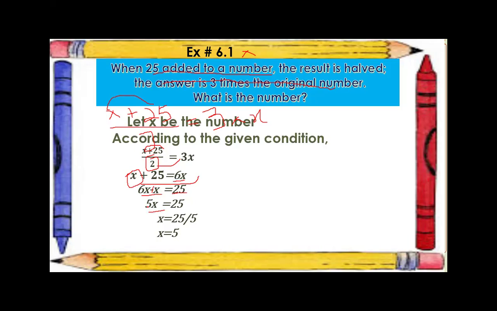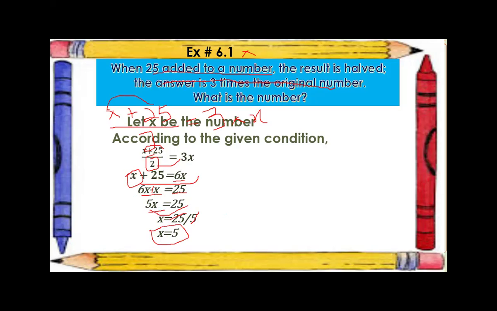Now this 5 is multiplying with x. When it moves towards the right hand side, it moves into the denominator. We get 25 over 5. 5 ones are 5, 5 fives are 25. So we get x equals 5.